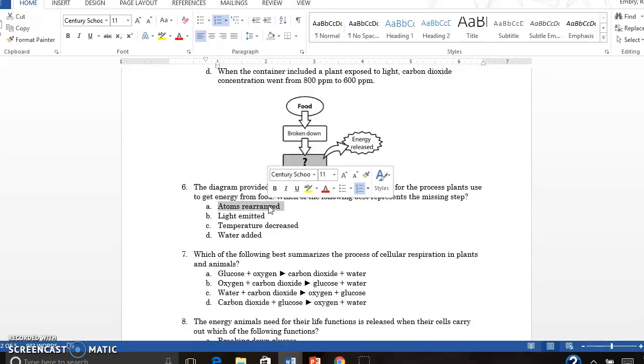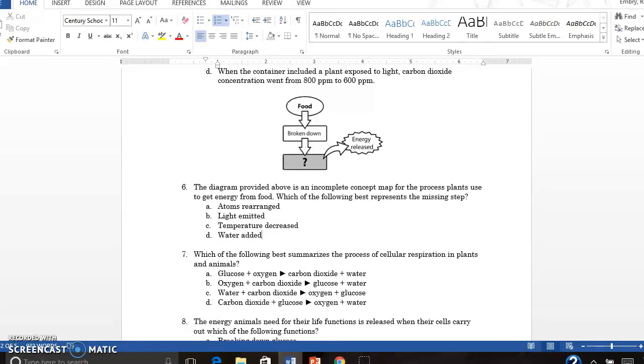So the answer here is atoms are rearranged. Right? You still have carbon, you still have hydrogen, you still have oxygen. It's just that it goes from being in glucose and oxygen to, when the oxygen breaks down the glucose molecule, your waste products are carbon dioxide and water. So the correct answer for 6 is A, atoms rearranged.